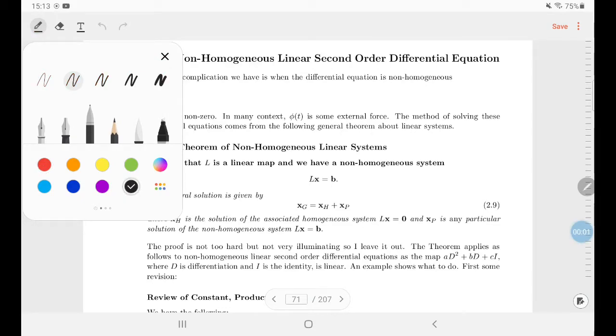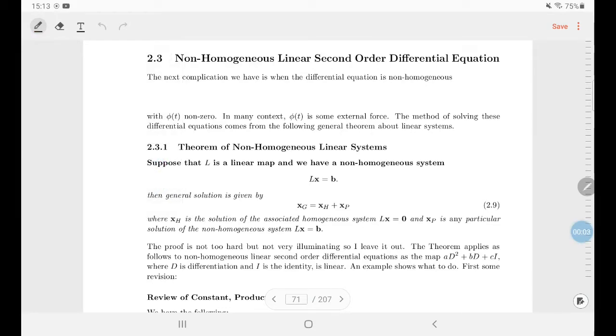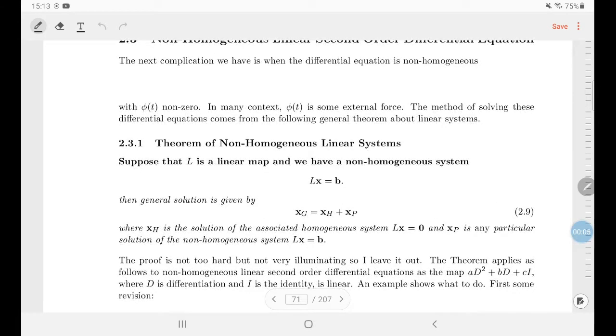Complication is when the differential equation is what's called non-homogeneous. Homogeneous means the thing on the right is equal to 0, but you can also have an external force. Now I could write this with ABCs, but instead of A, let's use mass times second derivative of displacement, which is mass times acceleration, plus lambda times x dashed of t.